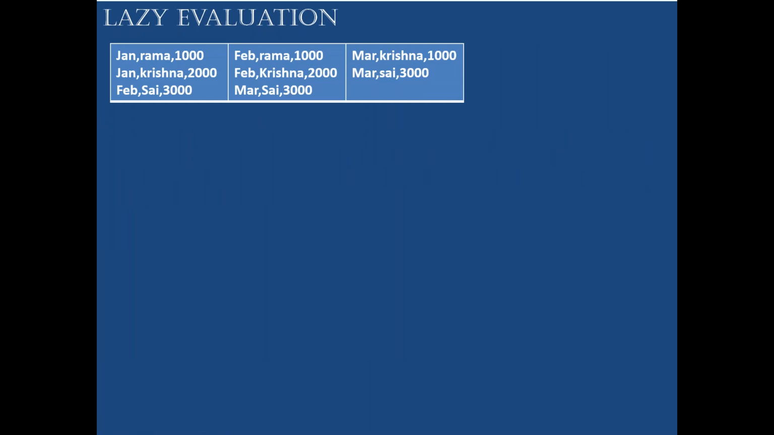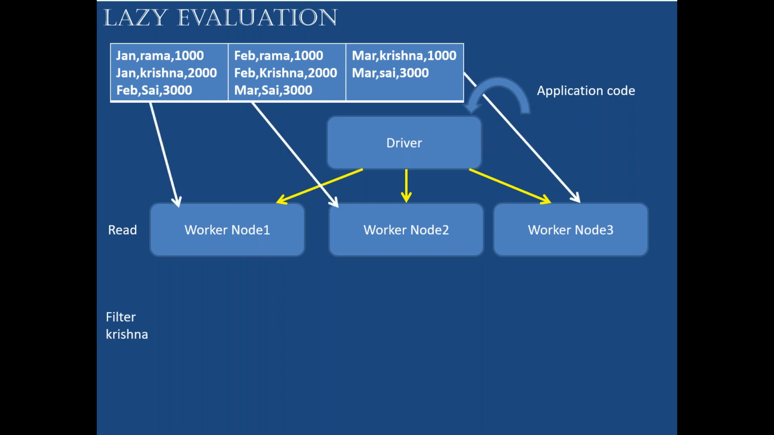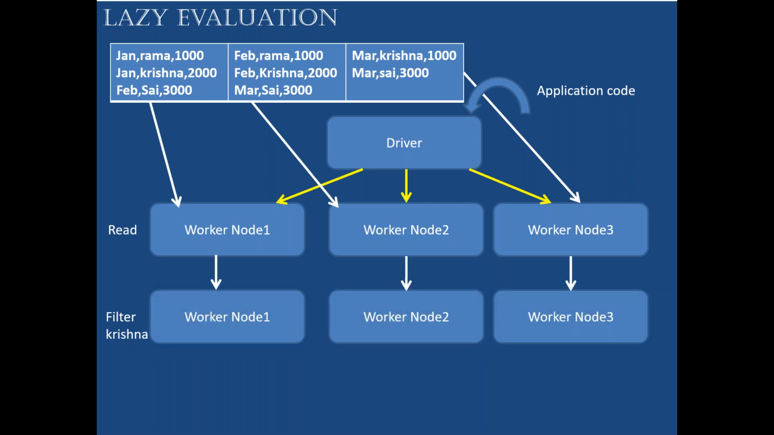What is lazy evaluation? There is application code you submitted on the driver node. It submits the code to the worker nodes, and the workers have a command to read, which just references where it has to read from. Then I apply a filter transformation, where name equals Krishna, and worker node 1 will do the filter.